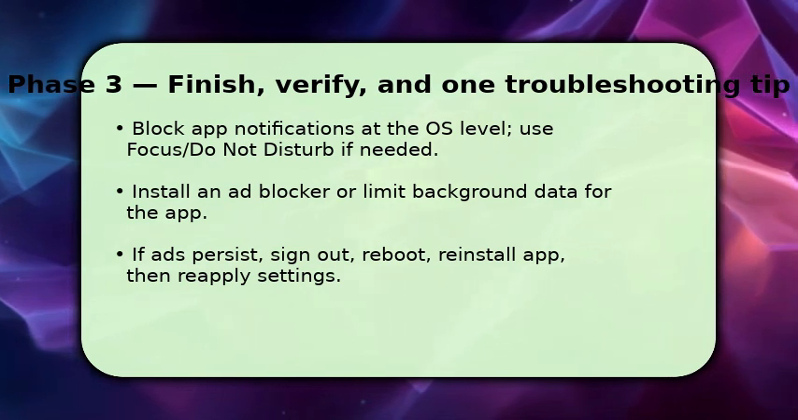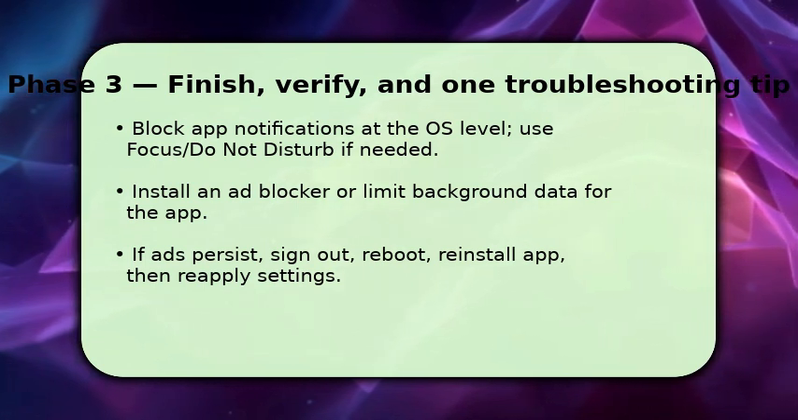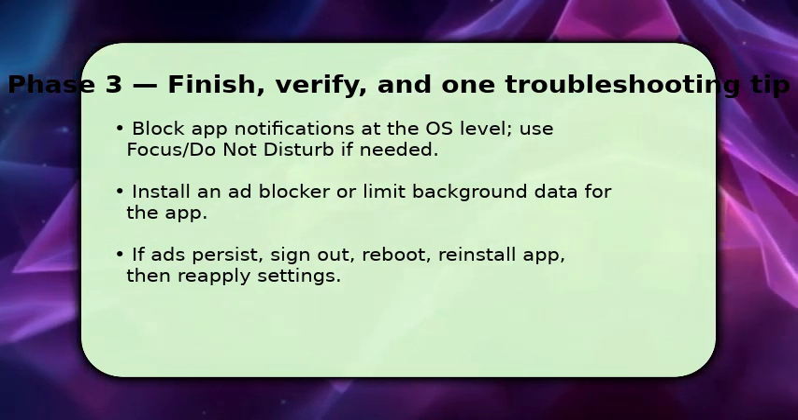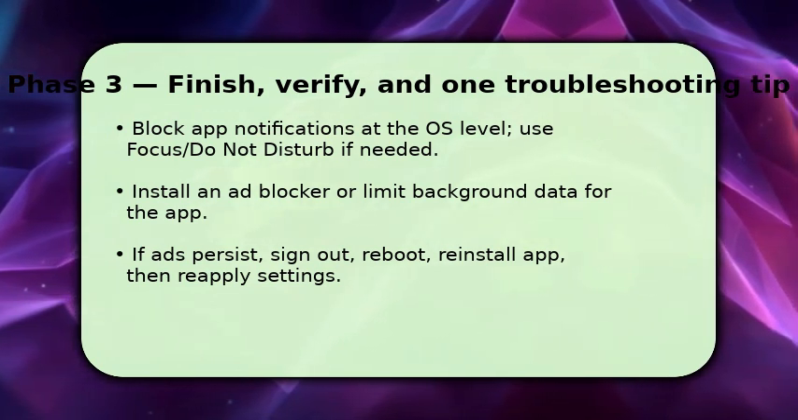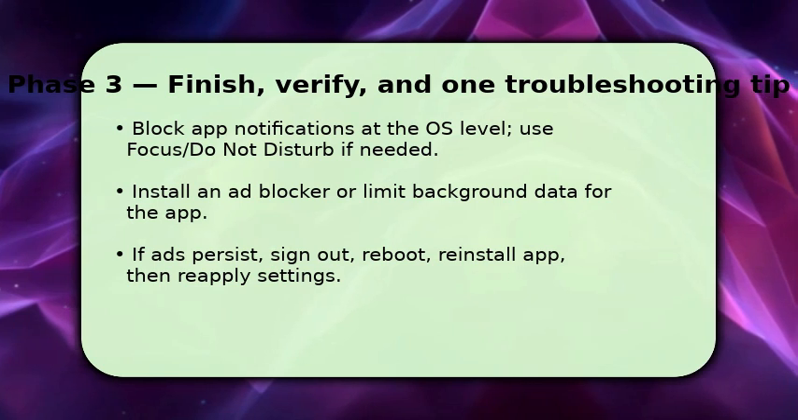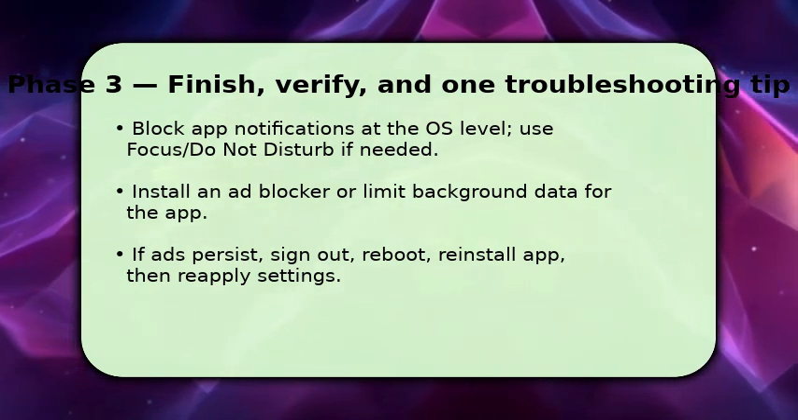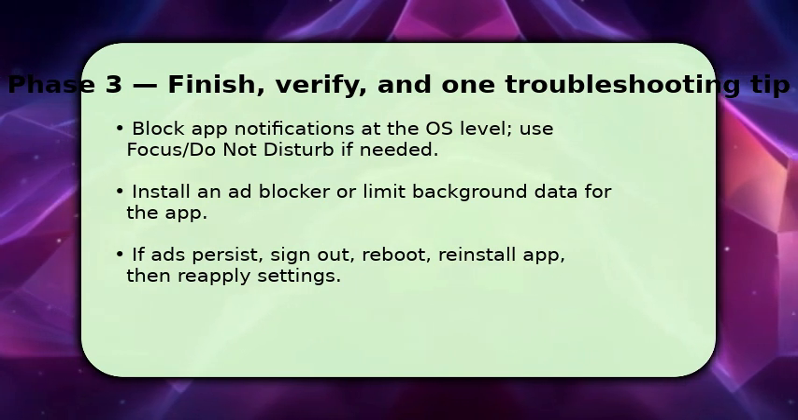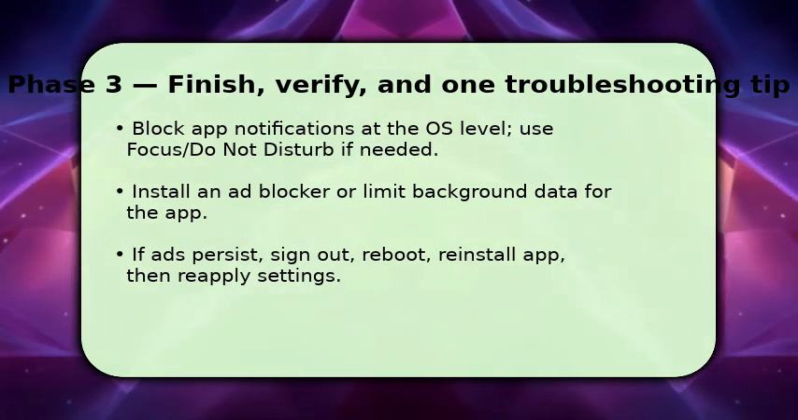If ads still appear, sign out of Amazon, reboot your phone, reinstall the app, and reapply the privacy settings. This fixes corrupted preferences. One troubleshooting tip: if personalization toggles revert, check for multiple Amazon profiles or linked third-party accounts. Remove extra profiles and repeat the steps to permanently stop the ads.